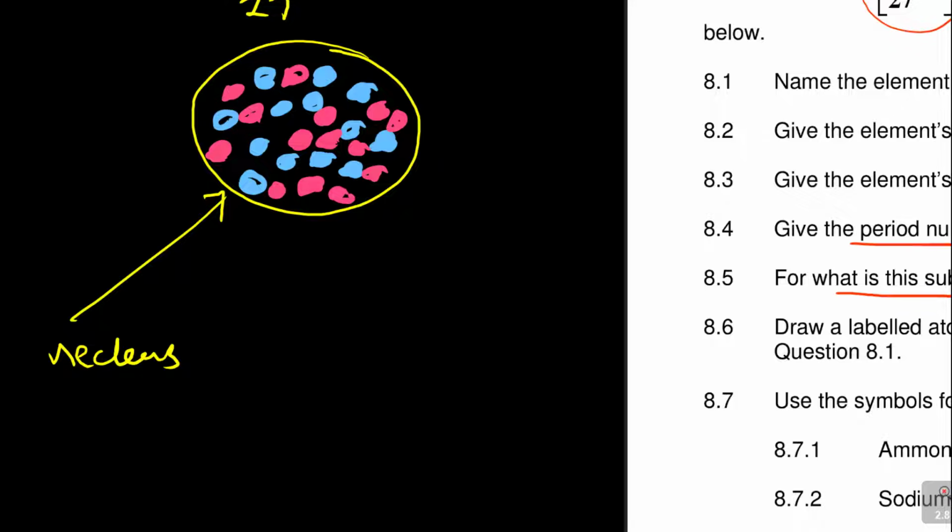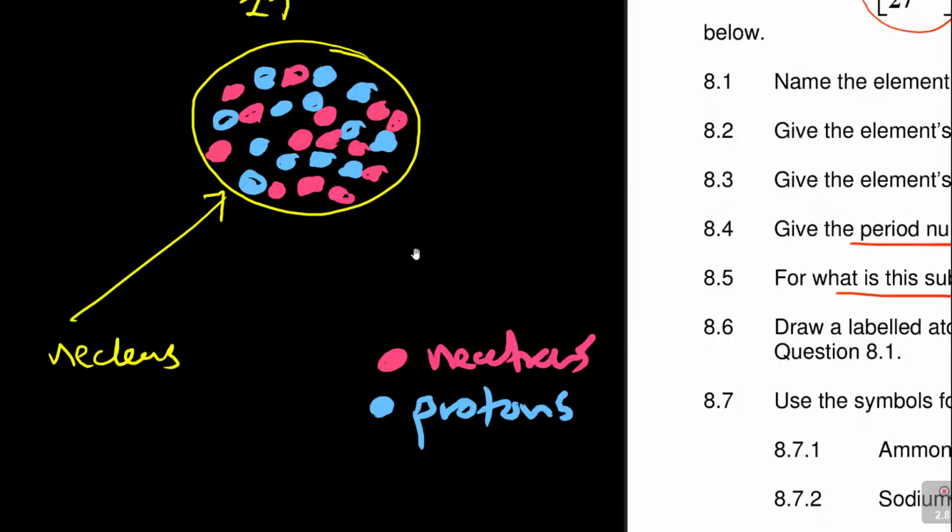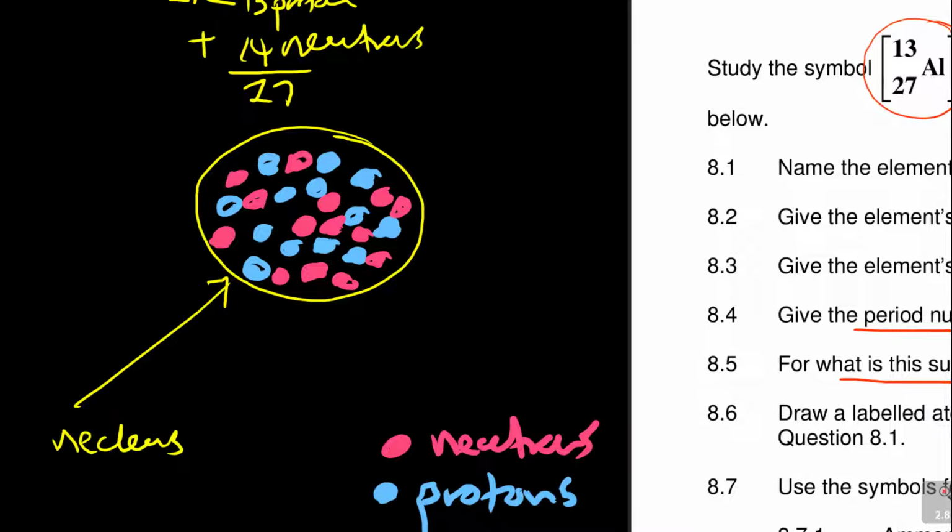Remember now on the key, we called this one the what? The neutrons, and then we did this one as the protons. It's very important to have that key. So that's the nucleus, and then in the nucleus you label and say this is neutrons, and then you label and say that one is what? Protons.